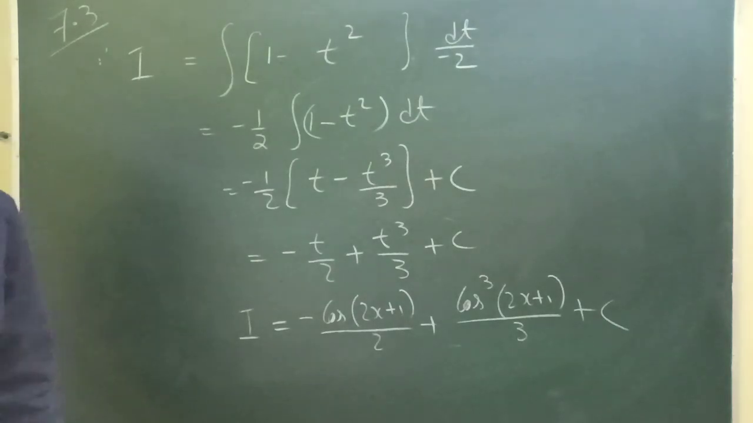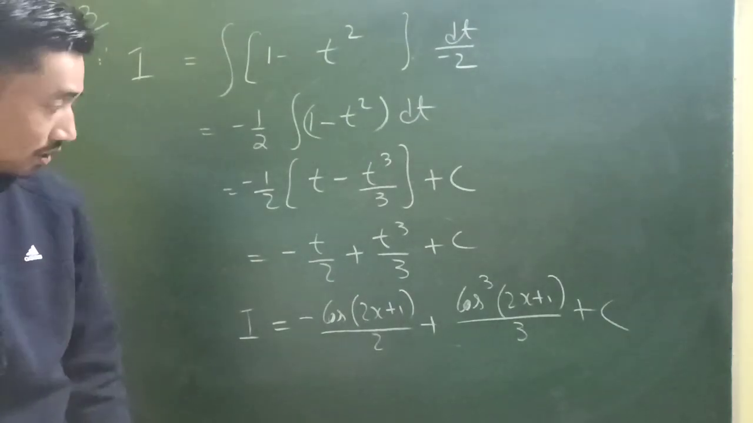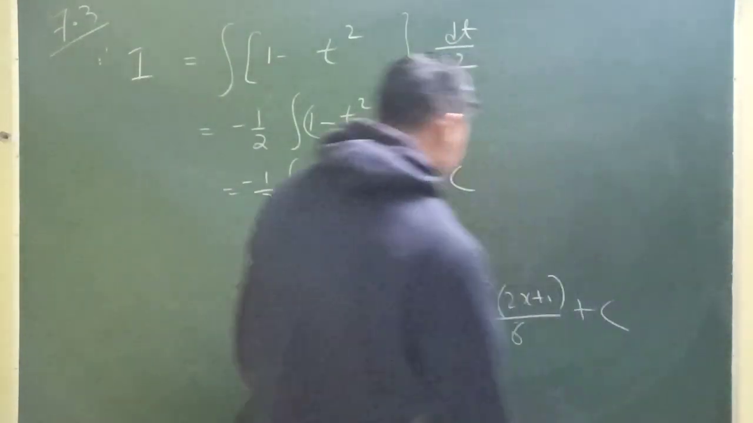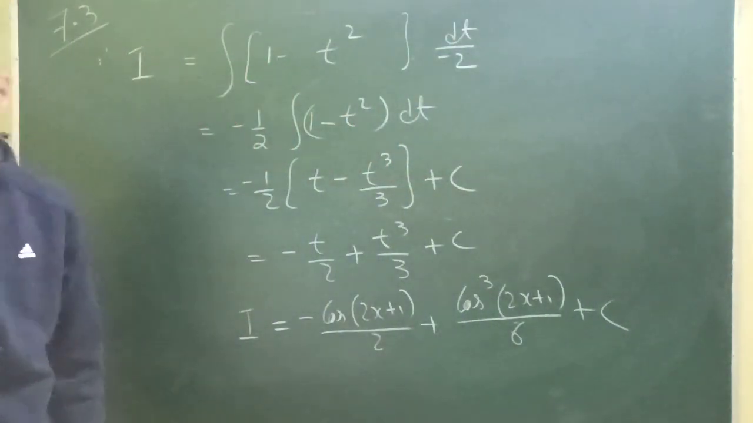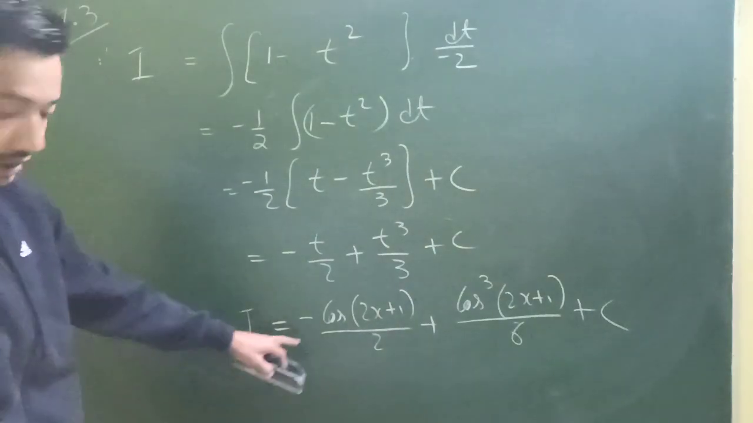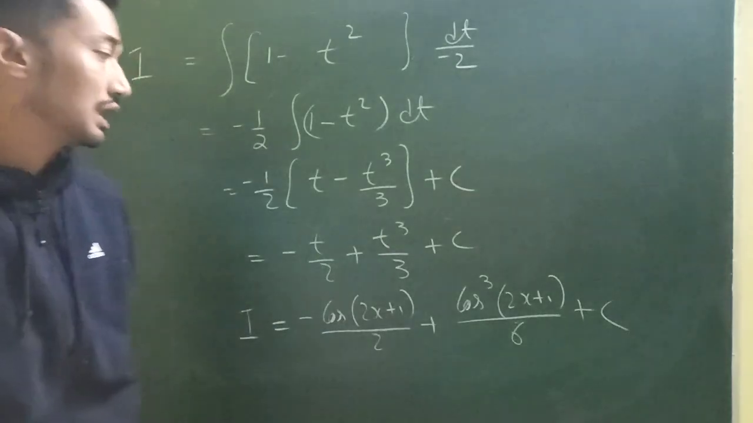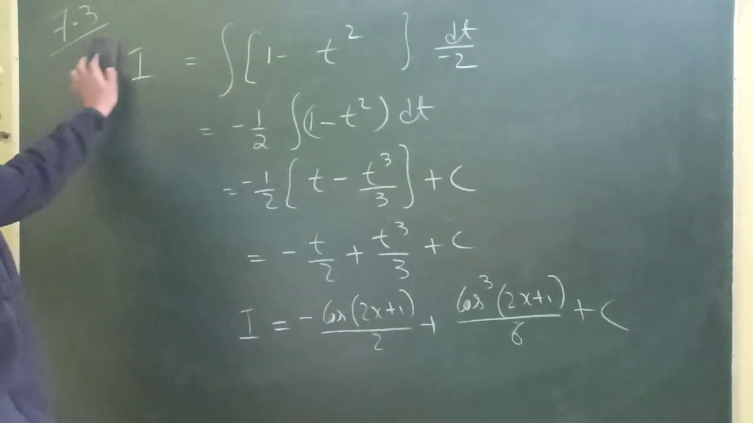I think that will be just fine. Sorry, 2 3s are 6. What am I doing here? Okay, 2 3s are 6. So that's, I think, alright. Minus 1 by 2 cos of 2x plus 1 plus 1 by 6 cos cube of 2x plus 1 plus the integration constant.